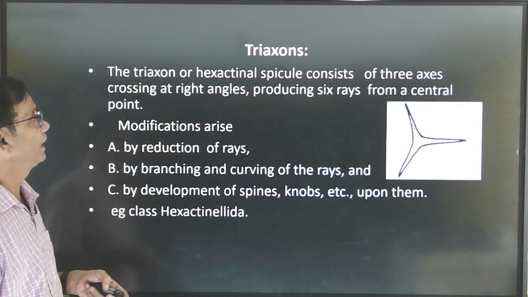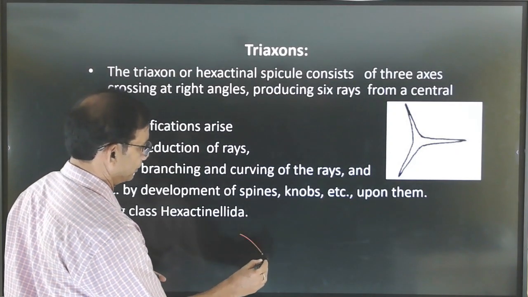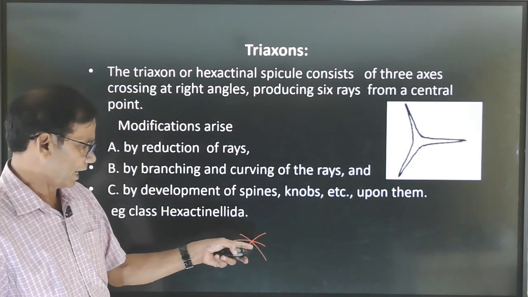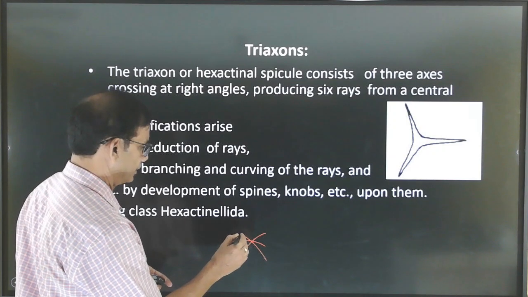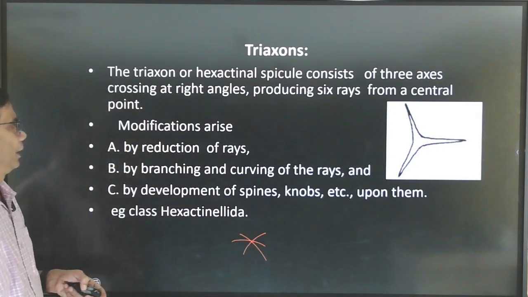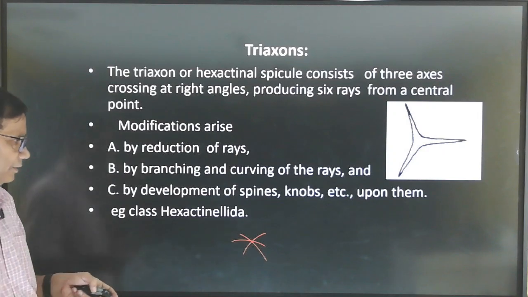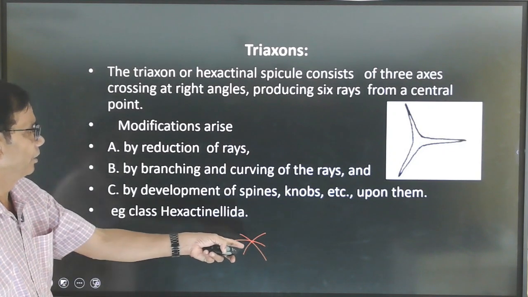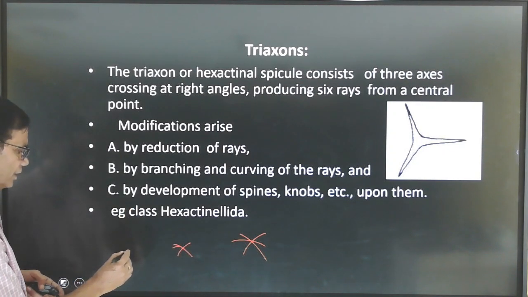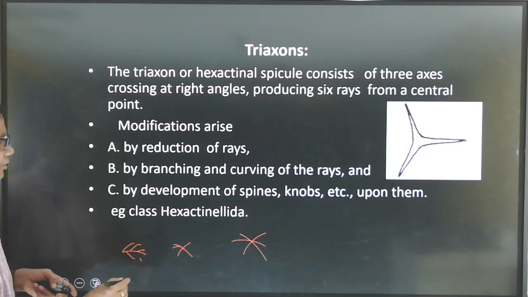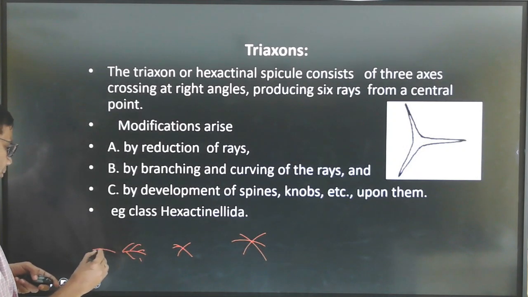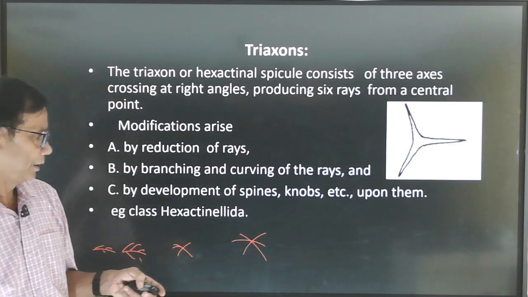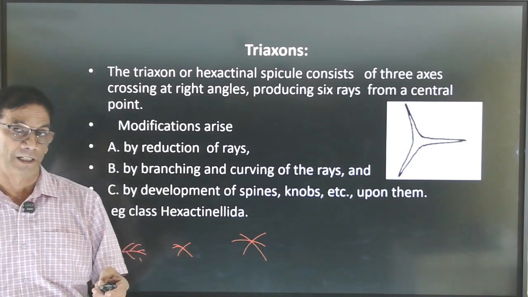Now triaxon. In that case, three spicules cross each other at right angles with the formation of 6 hook-like structures. This is called triaxon. Various modifications occur, such as reduction of rays, sometimes by branching from monaxon, and again by developing spines. So this is called hexactinellida. That means an example of triaxon is hexactinellida.